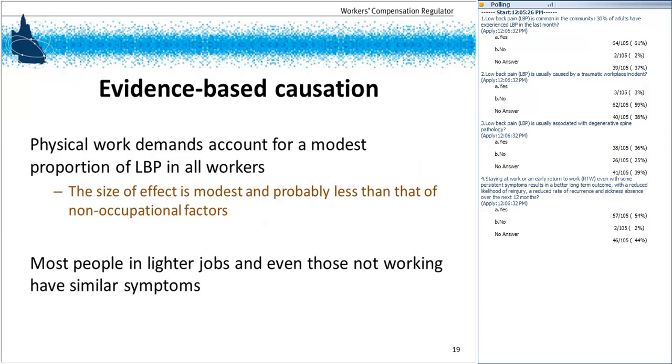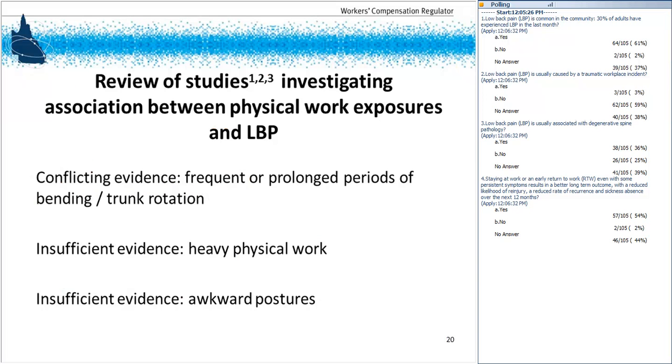So to reiterate, workers in heavy manual jobs tend to report more low back pain. However, the relationship between physical demands is not clear, and even people with lighter work report similar symptoms. So I just thought I'd now convey some results of specific studies, and the references are included at the back of this presentation. These studies investigate for an association between physical work demands or exposures and low back pain.